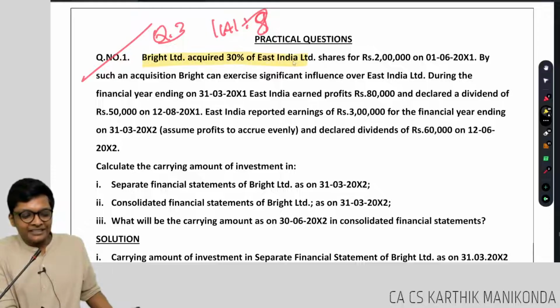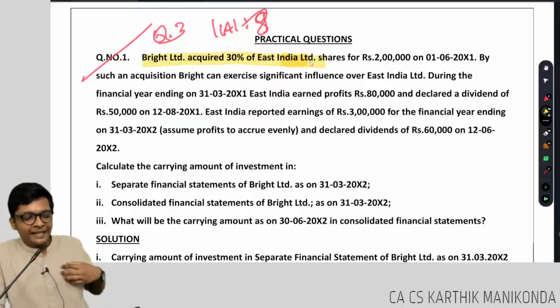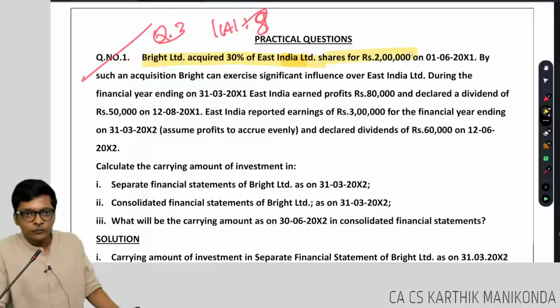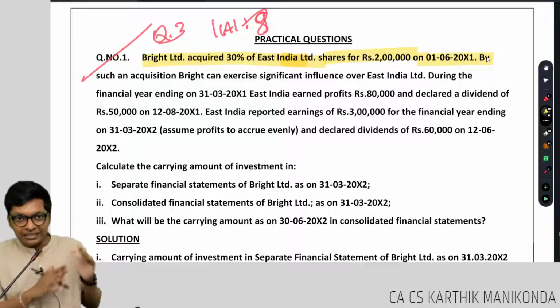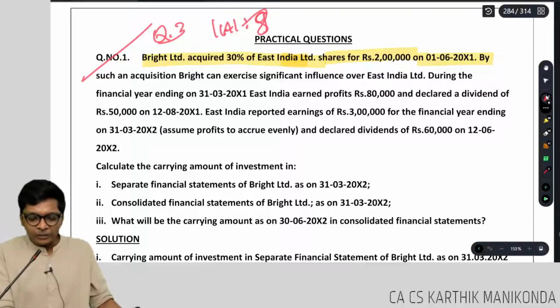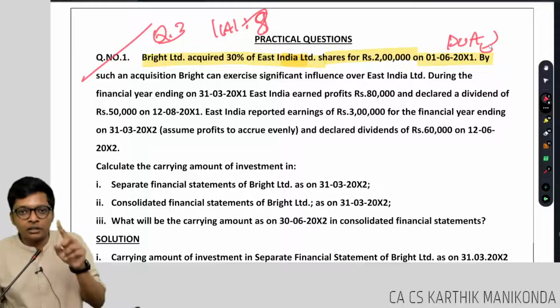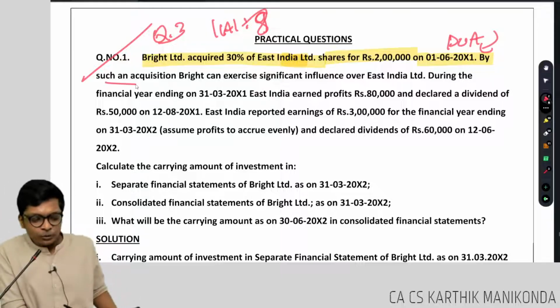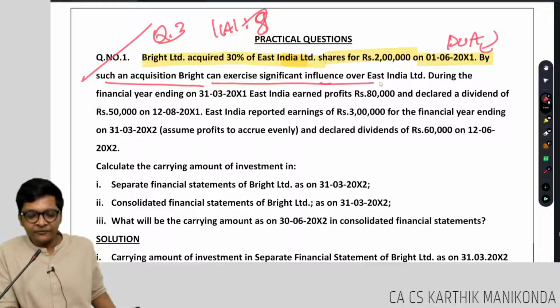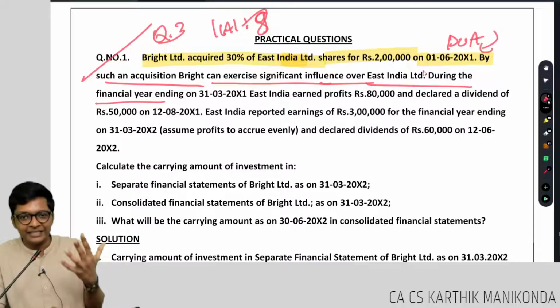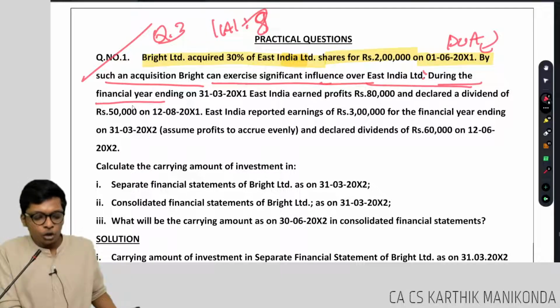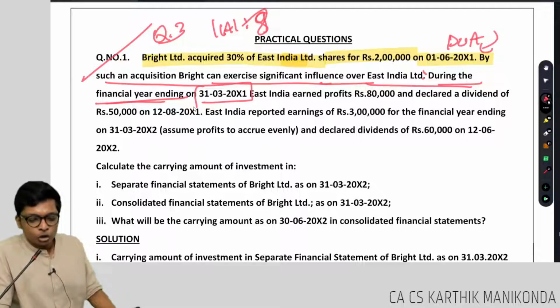Bright Limited acquired 30% in East India. For Bright Limited, associate is East India. Shares for 2 lakhs on 1st June. This is an interesting sum where the dates play a part. So date of acquisition is 1st June. You need to find goodwill or capital reserve on 1st June. By such acquisition, Bright can exercise significant influence over East India during the financial year. Okay, they're saying it's associate. They're establishing associate. Full stop. During the financial year ending 31st March 2021.